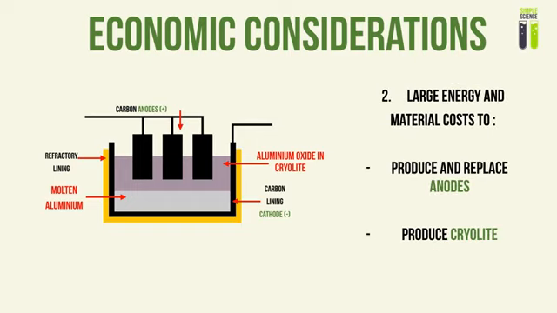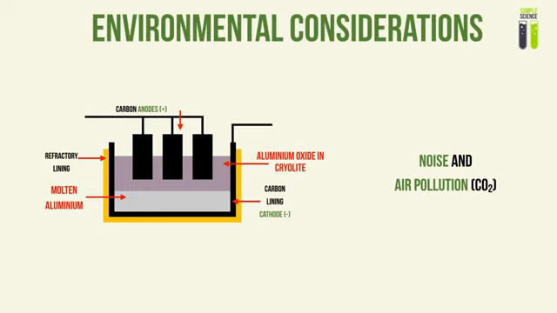In addition, there are going to be large energy and material costs because, as I said, the anodes will wear away as they react with oxygen. So we will have to spend a lot of energy and material to produce and replace these anodes, and also to produce the cryolite that will be used in the mixture for electrolysis.